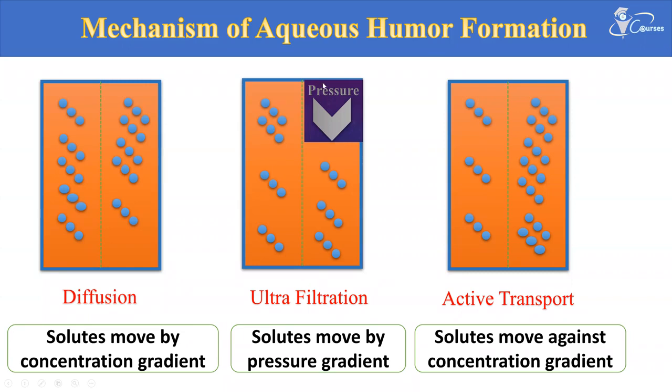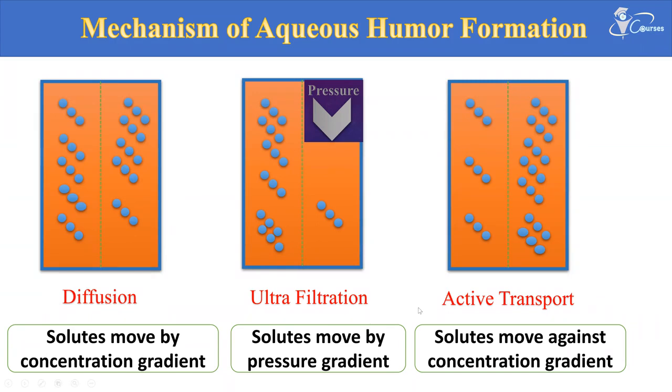The other mechanism responsible for aqueous formation is ultrafiltration. In ultrafiltration, the solutes move by the pressure gradient. If there is pressure, like the oncotic pressure of the plasma proteins, it will help in moving the solutes from within the blood vessels in the ciliary process. They will move by the oncotic pressure of the plasma proteins to be filtrated outside these blood vessels.